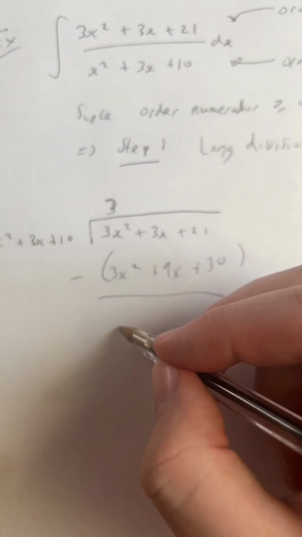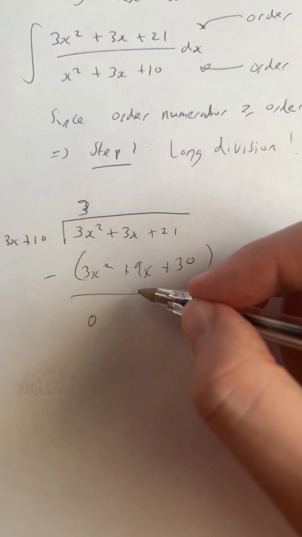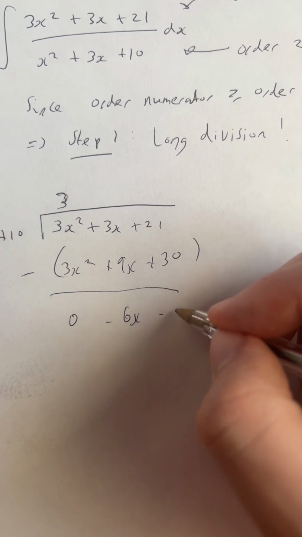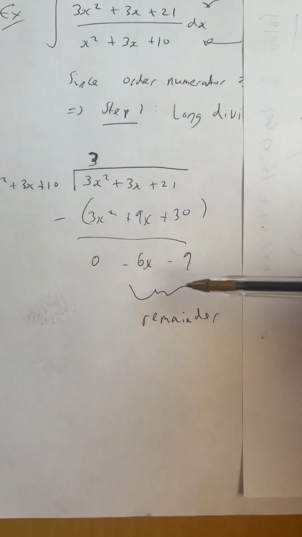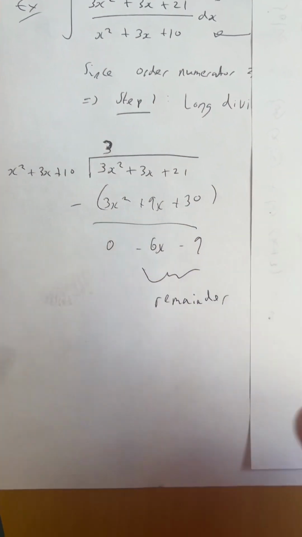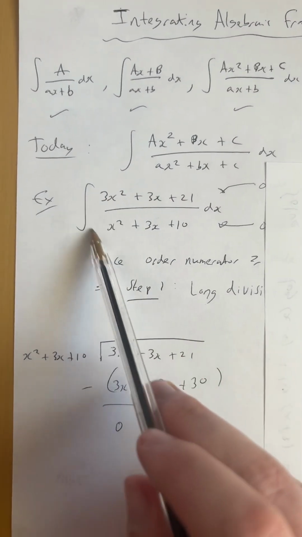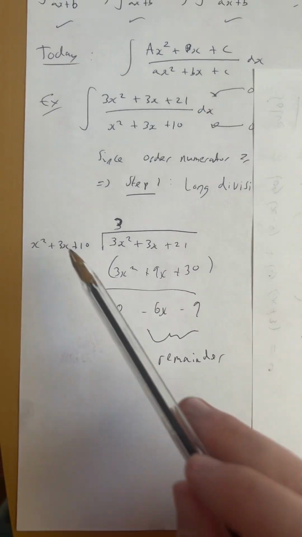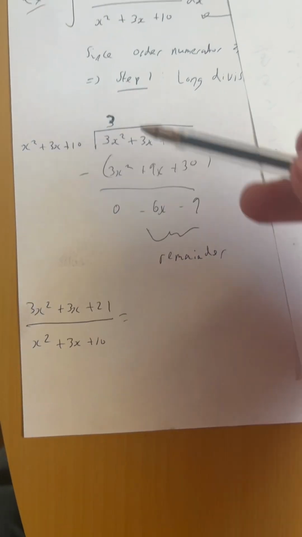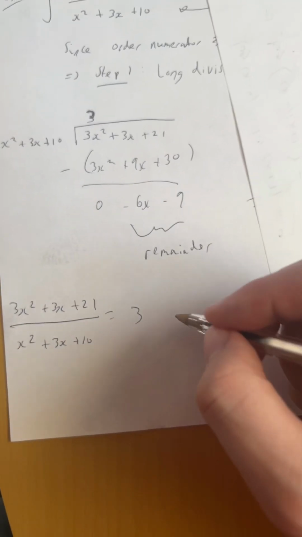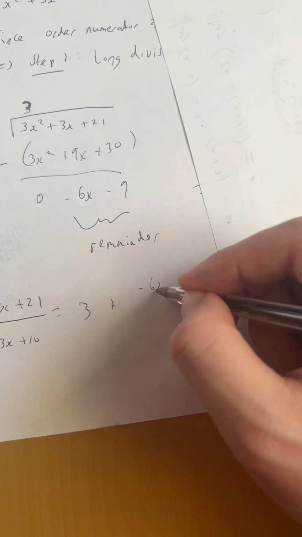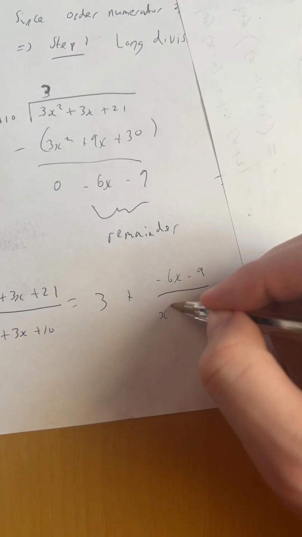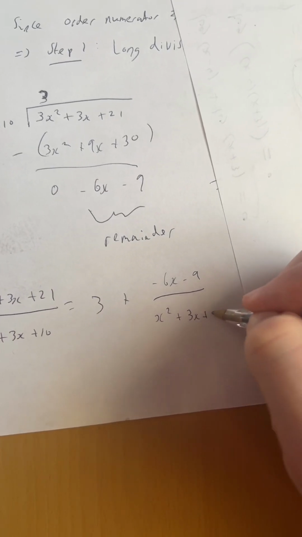So that's going to give us 0 for the x squared terms. 3x take away 9x is minus 6x. And 21 take away 30 is minus 9. So this there is our remainder. The quotient is 3. So therefore what we know is that this thing is going to be 3 and then plus this value over the divisor. So this thing is equal to 3, and then plus the remainder, minus 6x minus 9, all divided by x squared plus 3x plus 10.